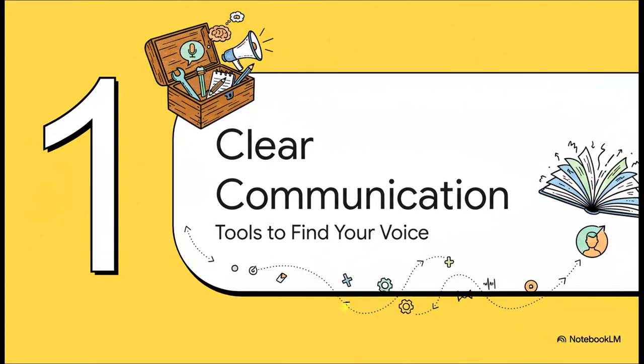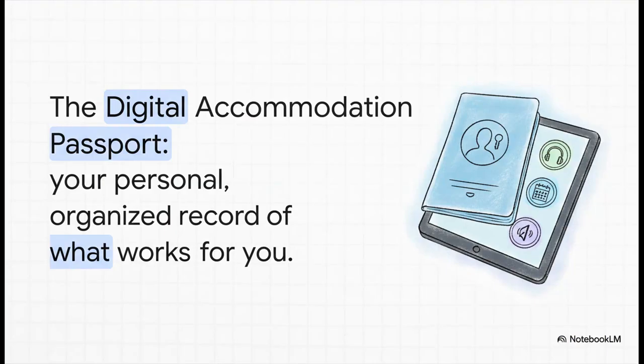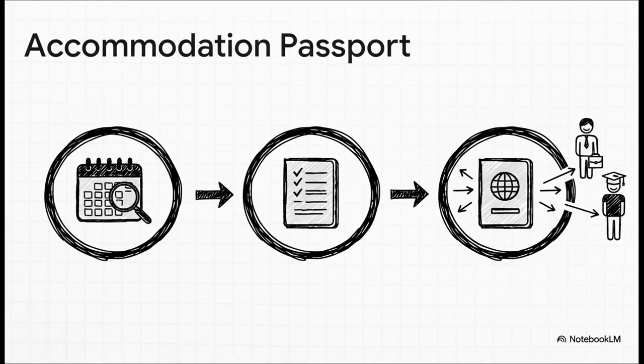Okay, let's crack this toolbox open. First up, we're going to look at a set of features that are all designed for one thing, helping you communicate your needs clearly and effectively. And the very first tool we're pulling out is something called the Digital Accommodation Passport. Just think of it like your own personal, super organized record of what works best for you. This tool is so incredibly practical. It helps you track patterns in your everyday life, and then you can use that data to build out a personalized accommodation plan. And then, and this is the real kicker, you can share it clearly with employers or educators. So basically, it helps you turn those vague feelings into structured, actionable information they can actually use.